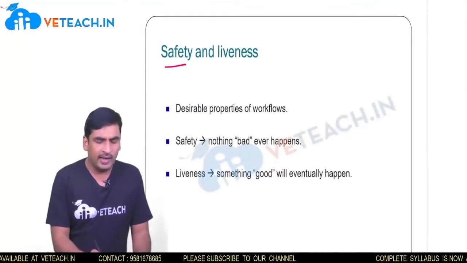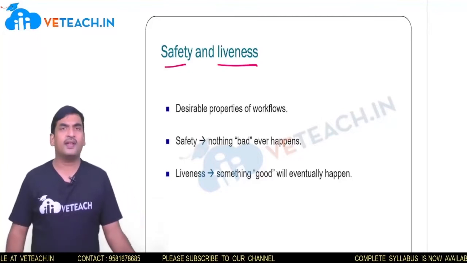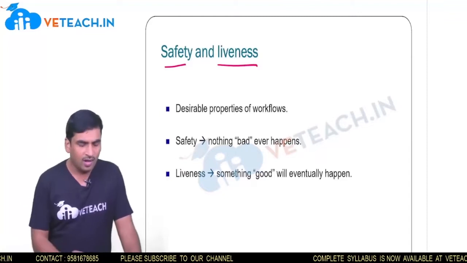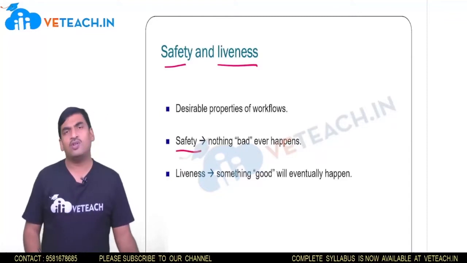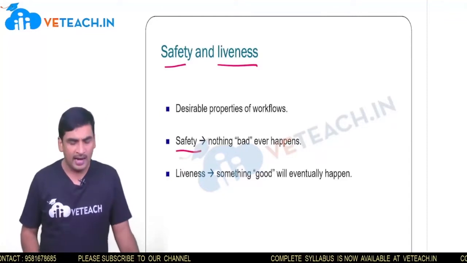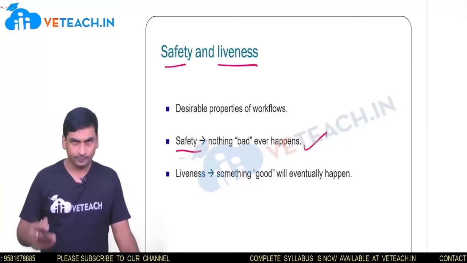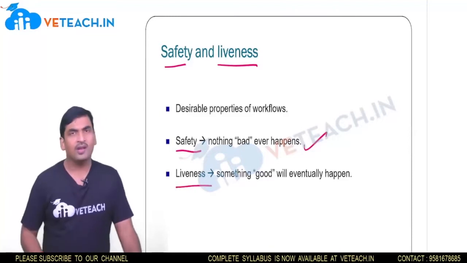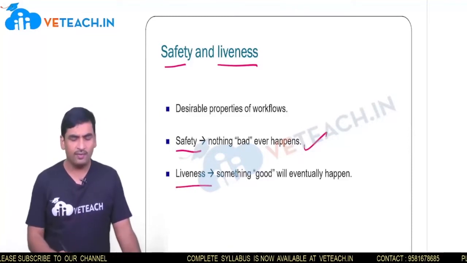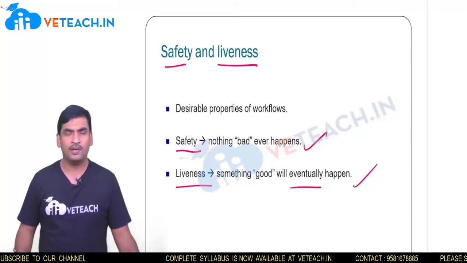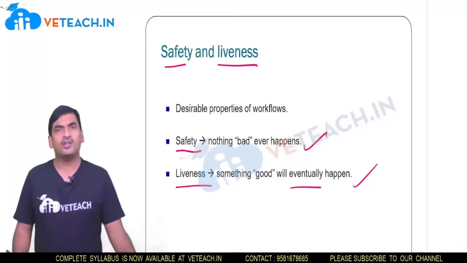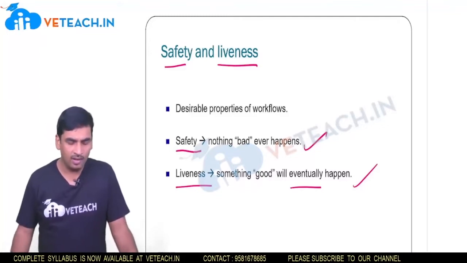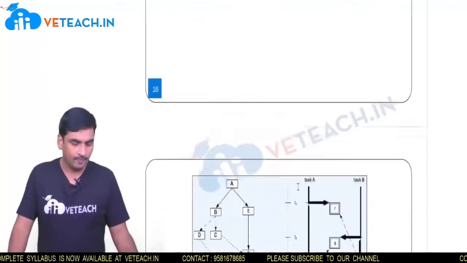Two important characteristics of a workflow are safety and liveness. These are the two desirable properties of any workflow. Safety: the workflow should ensure that nothing bad ever happens in the sequence. Liveness: it should ensure that something good will eventually happen.